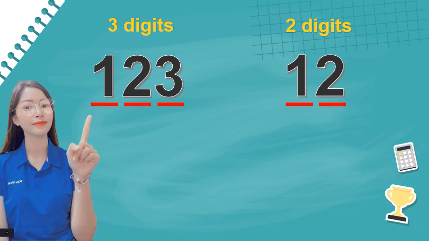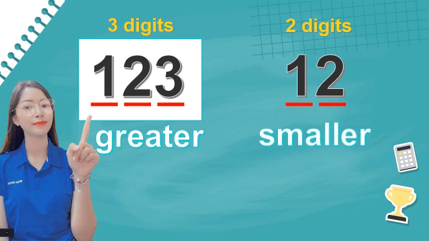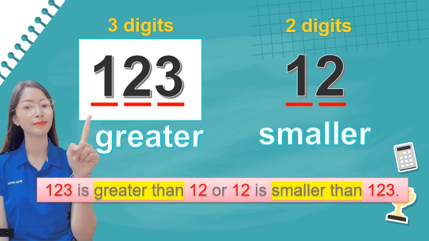Yes, you're right. It is 123. So 123 is greater and the number 12 is smaller. Therefore, 123 is greater than 12. Or if you put it the other way around, 12 is smaller than 123.